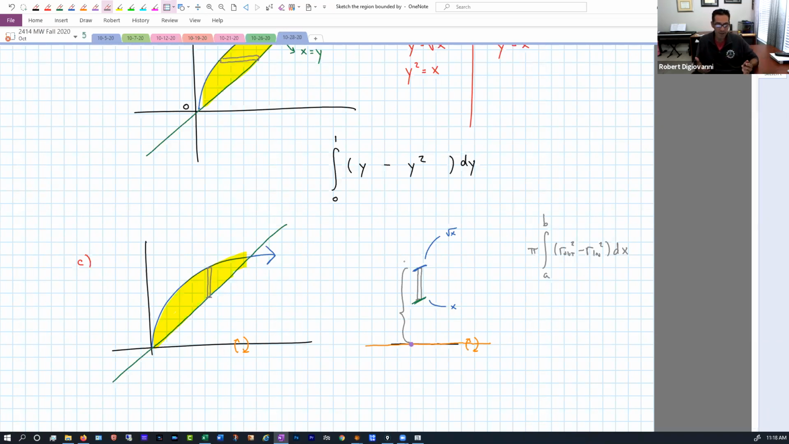And for us, that's just the square root of x, right? So r out for us in this problem is just the square root of x, because that's the blue curve. That's the distance from the x-axis to the blue curve. That's square root of x. And then the inner one, same thing. Distance from there to there is just x. So there's nothing new here from last time, but are there any questions?